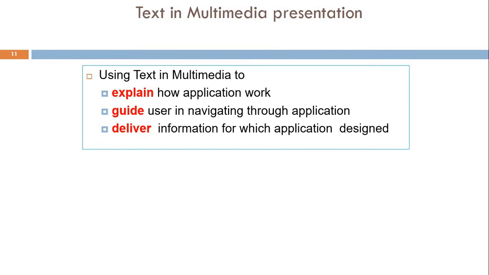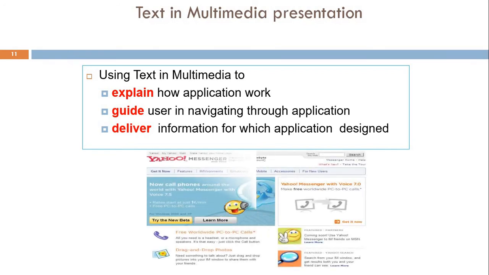Next we discuss the use of text in multimedia presentation. Text is normally used as an informative tool to explain how an application works. It may guide users in navigating through the application. And it may deliver information for which the application is designed. Here is an example of the Yahoo Messenger web page. For example, we may click the iEnvironment tab and this tab will navigate the user to the Yahoo Messenger iEnvironments, the instant messaging environments. Through this environment, users may select interactive, themed backgrounds for Yahoo Messenger conversations.